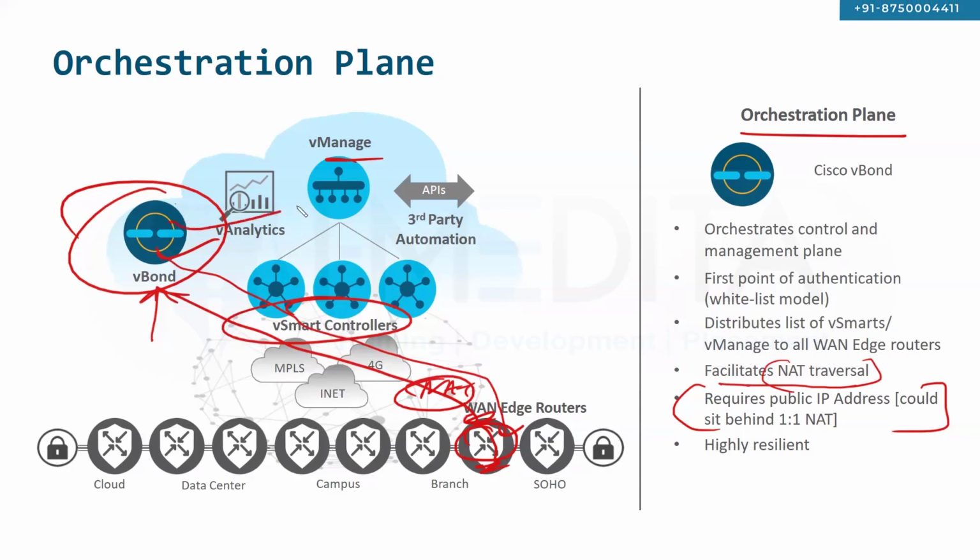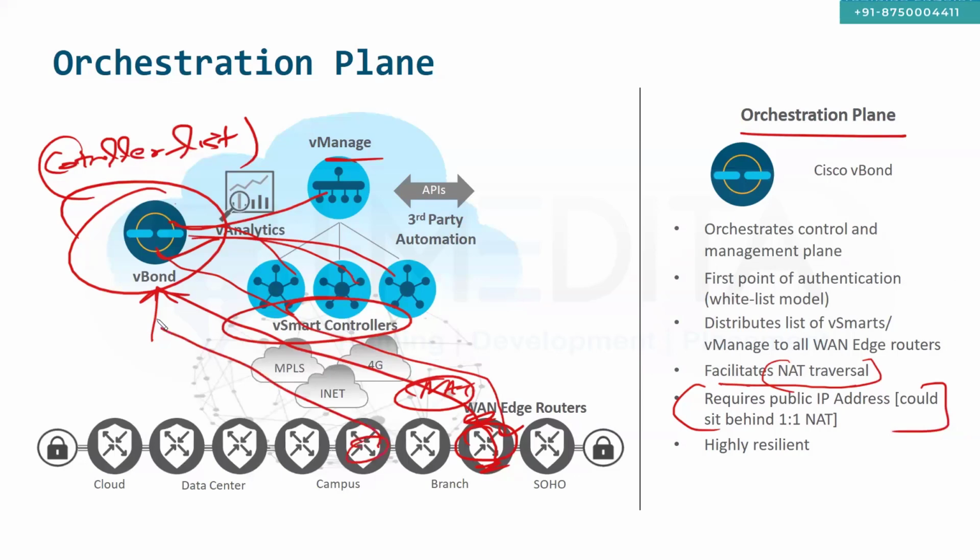Remember that vBond also has a list of control components. vBond will have a permanent connection with vManage and all of the vSmarts, so it will have the controller list. vBond knows who all the controllers are. Therefore, whenever a managed router goes to vBond, first vBond will authenticate the managed router.